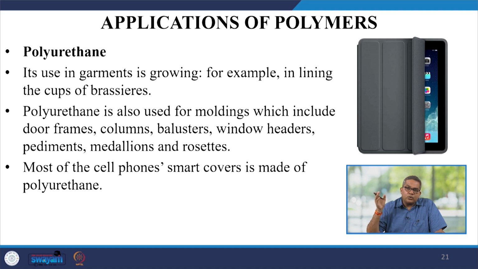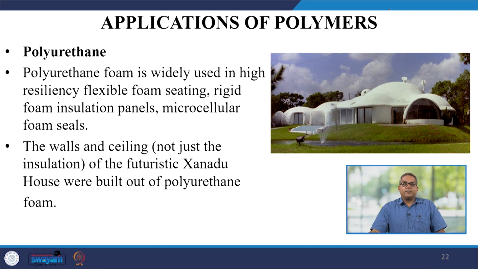Polyurethane is also used in molding, which includes door frames, columns, balusters, window headers, pediments, medallions, and rosettes. Most cell phone covers like this are made of polyurethane. This polyurethane foam is widely used in resilient flexible foams, seating, rigid foam insulation panels, and microcellular foam seals.